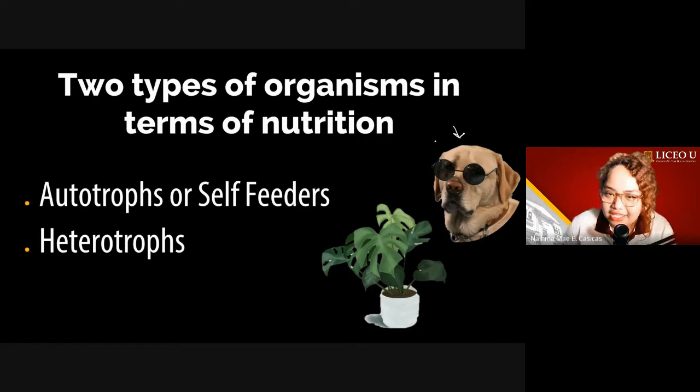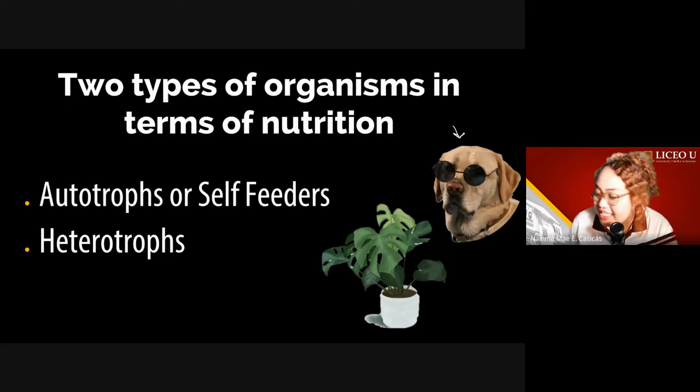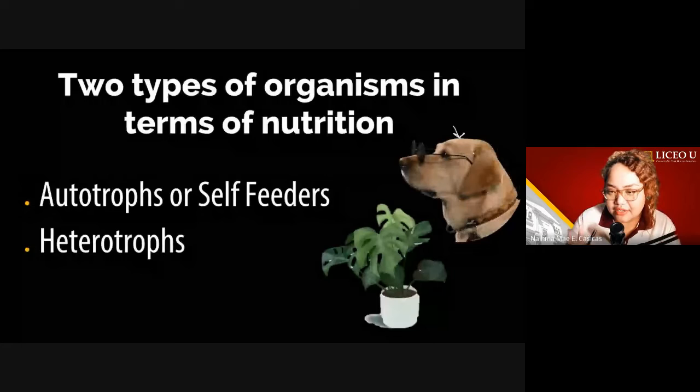They eat food from other sources. Like they eat the meat that they eat, the dog food that they have. Good dog. Just kidding. And of course, your plants. So they make their own sugars. They make their own quote-unquote food so that they can sustain their nutrition.